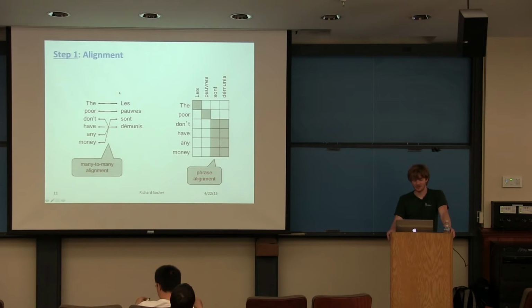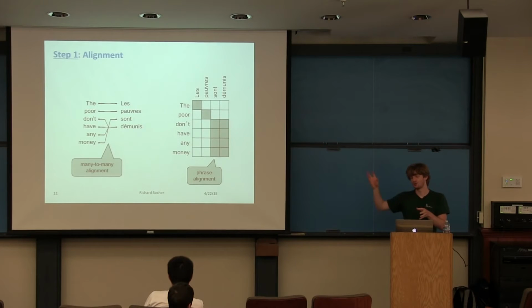And in the end, you can also have many-to-many alignments. So "the poor don't have any money," "les pauvres sont démunis." Basically here, "don't have any money," or "not having any money," basically translates to "sont démunis." And so now, that first alignment step will already pose quite a challenging problem, and there are lots of different machine learning models that try to solve that. And unfortunately, and this is the main point here that I make a couple of times, is that this alignment model, as we train it, we don't train that to do the final translation.